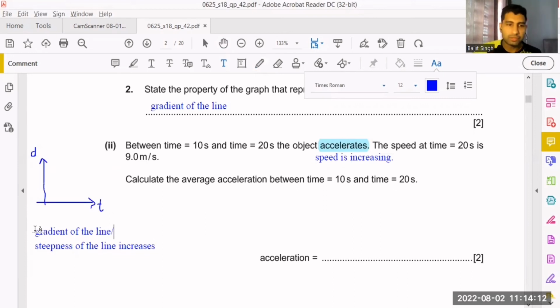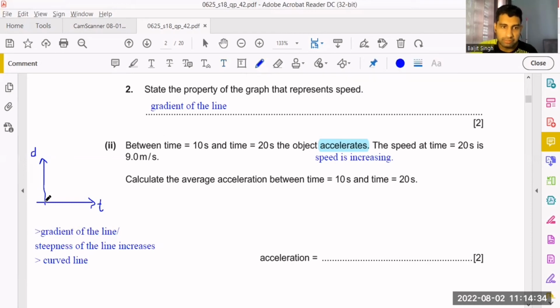So that would mean that it should be a curve graph. It should be a curved line. It shouldn't be a straight line anymore, because a straight line will give you a constant gradient. So the gradient which is increasing is supposed to be a curved graph. So a curved graph with an increasing gradient will be something like this. That means the steepness of this line is increasing over time.